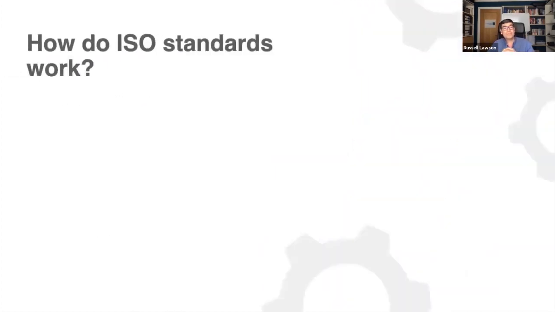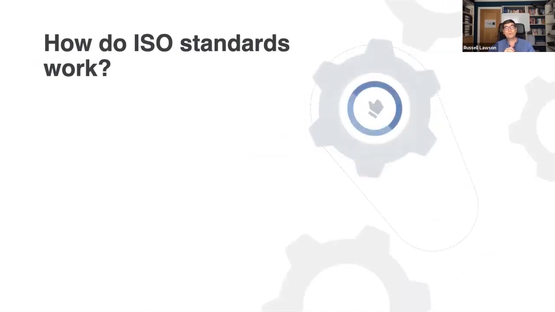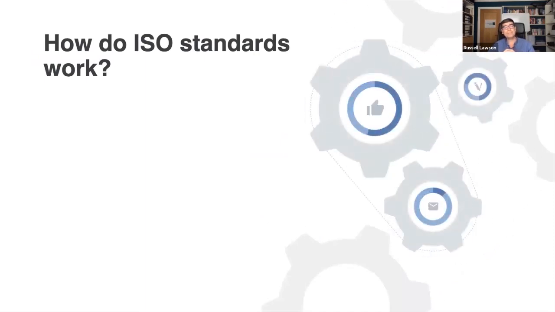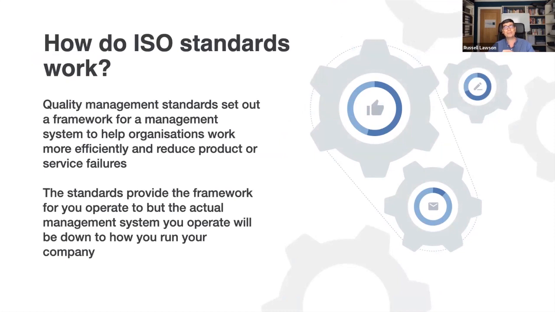So the next question is, how do ISO standards work? Standards themselves are described by the ISO organization in the following way. Think of them as a formula that describes the best way of doing something. And that's actually a pretty good description.